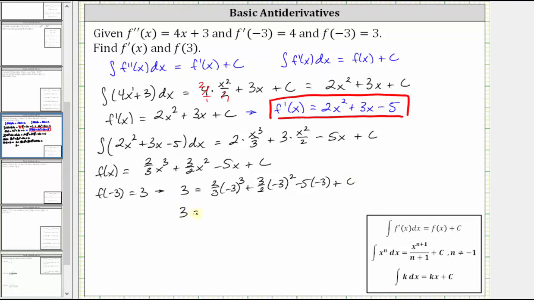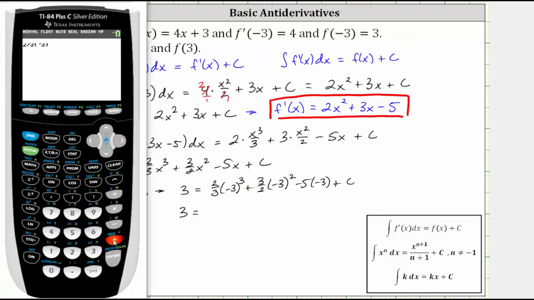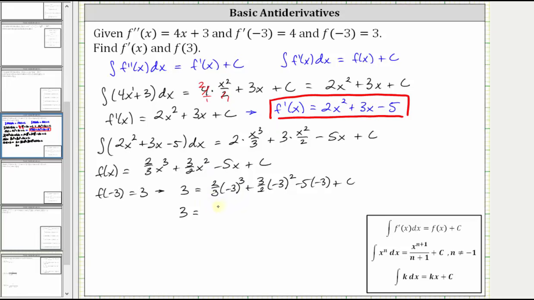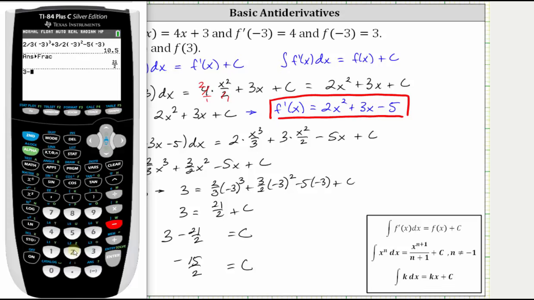Simplifying, we have 3 equals, let's simplify this right side on the calculator. On the right side of the equation, we have 10.5 plus c. Let's convert 10.5 to a fraction by pressing math, enter, enter, which is 21/2. So we have 3 equals 21/2 plus c, which means c is equal to 3 minus 21/2. C is equal to negative 15/2. Of course, we can check this on the calculator if we need to.